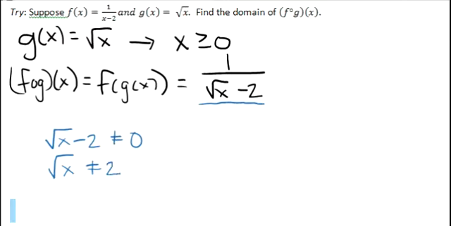And then if I square this on both sides, I'm going to end up getting that x cannot be equal to 4. So if I had plugged in 4 into my composite function, I would have gotten the square root of 4 is 2, and then 2 minus 2 would give me 0. So I cannot use x is equal to 4, and I can only use values where x is greater than or equal to 0. So my domain will be the values that x greater than or equal to 0, except x cannot be equal to 4.